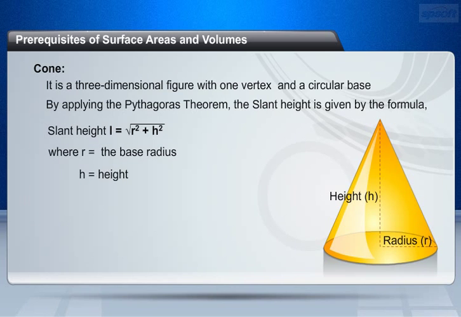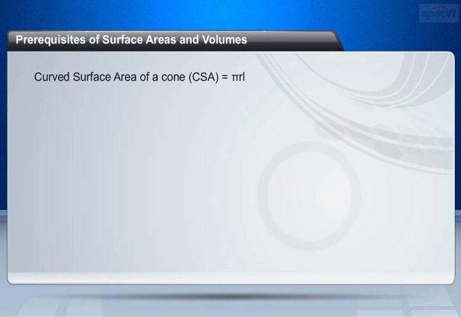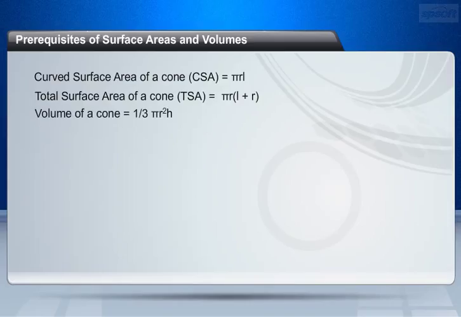Let us see formulae related to cone. Curved surface area of a cone, CSA, is equal to pi r l. Total surface area of a cone, TSA, is equal to pi r into l plus r. Volume of a cone is equal to 1 by 3 into pi r square h.